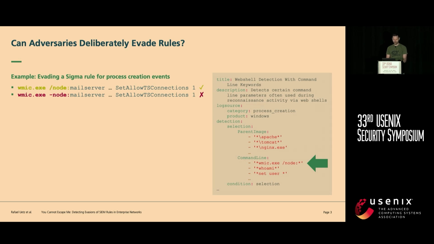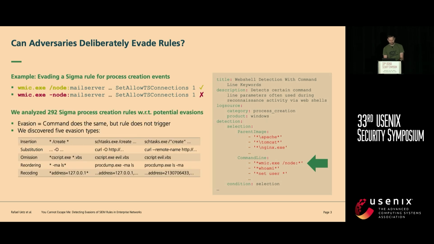And this rule is very easy to evade, for example, because wmic.exe doesn't really care whether we pass parameters with a slash or with a hyphen. So in this case, we can simply replace the parameter /node with -node, and this rule is evaded. It wouldn't trigger, even though the action that is performed is exactly the same.